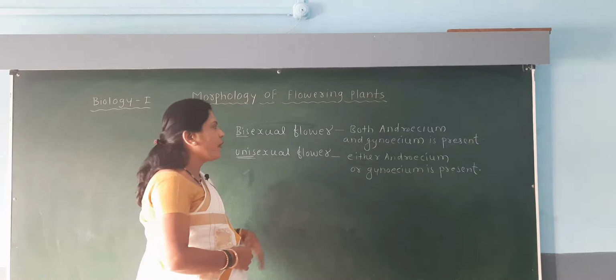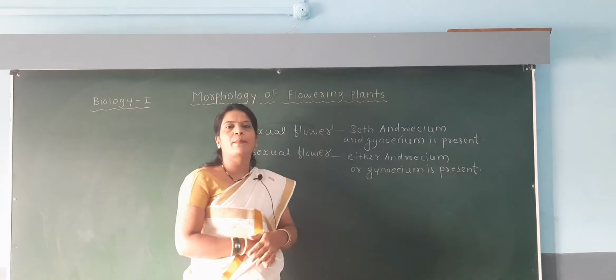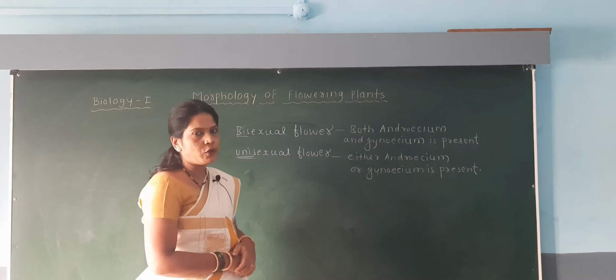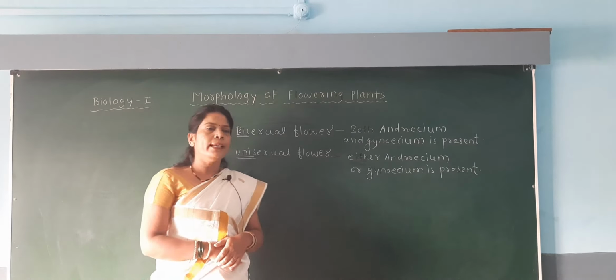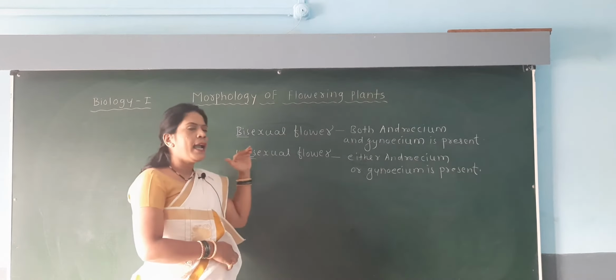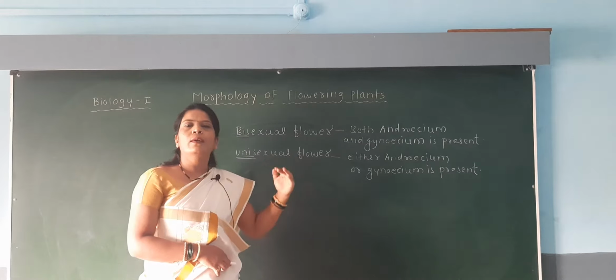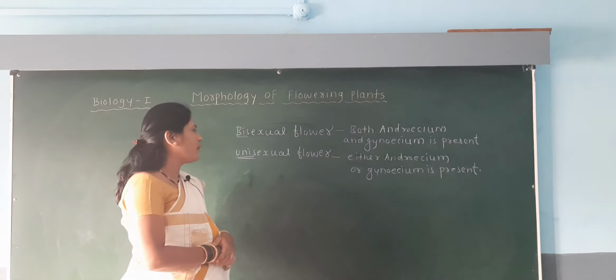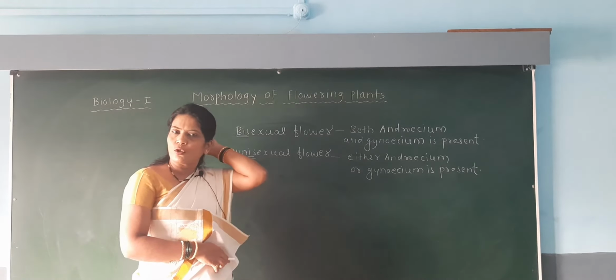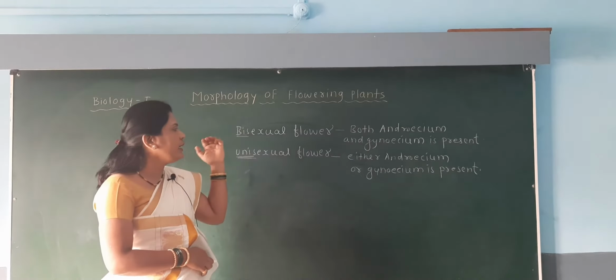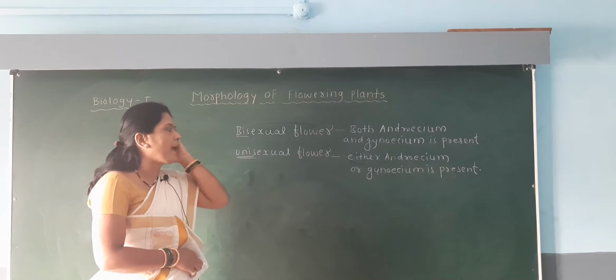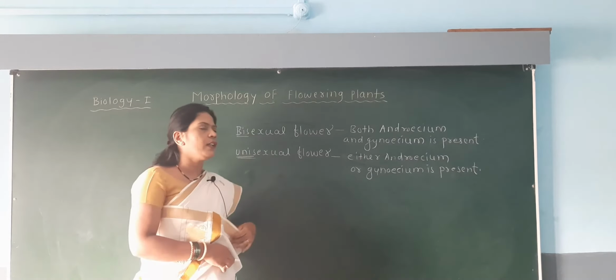In any flower, when both androecium and gynoecium are present, we call it a bisexual flower. And when only the androecium or only the gynoecium is present, then that flower is called a unisexual flower. Okay, so here we have completed the bisexual flower and the unisexual flower.